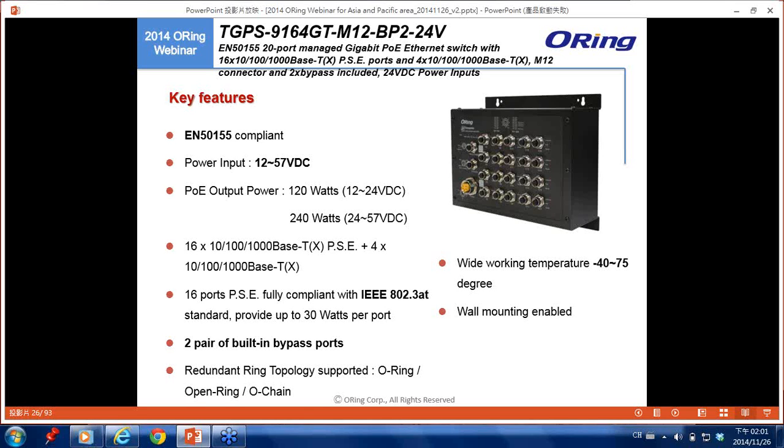TGPS 9164 also has a 24 volt DC model. For this model, you can see here the power input is from 12 to 57 volt DC, with another two sections: 120 watts for 12 to 24, and 240 watts for 24 to 57 volt DC. The others will be the same as the previous model, and for all of our transport service reference switches, we will have the EN 50155 certification test.